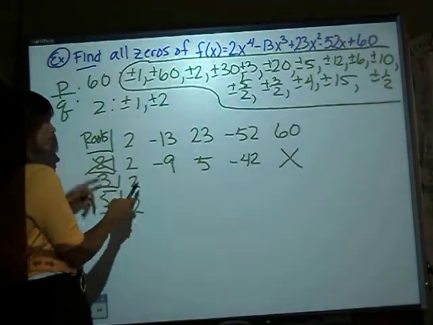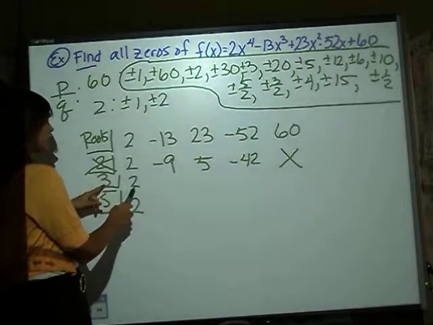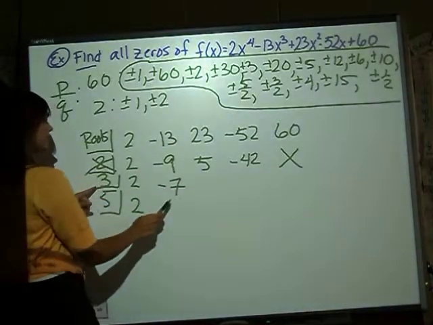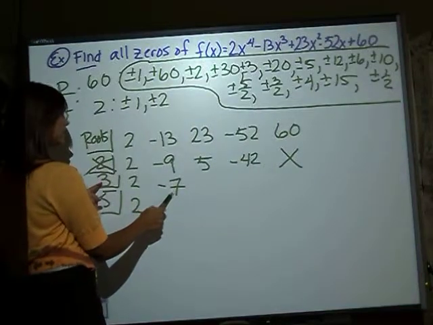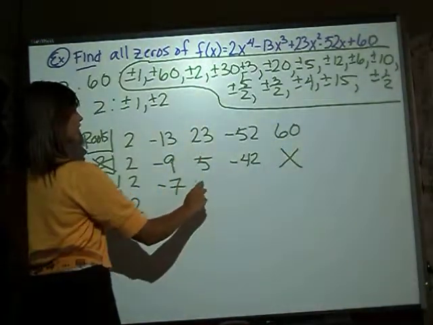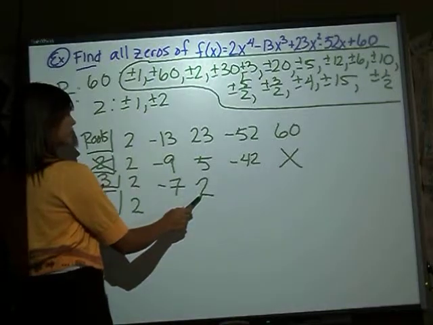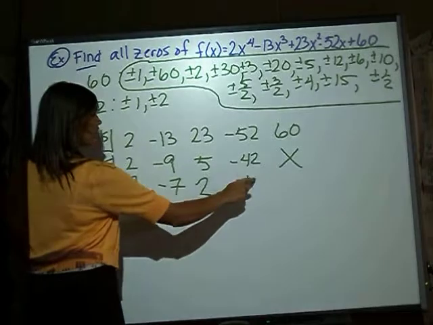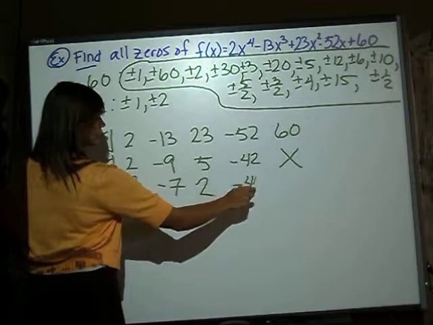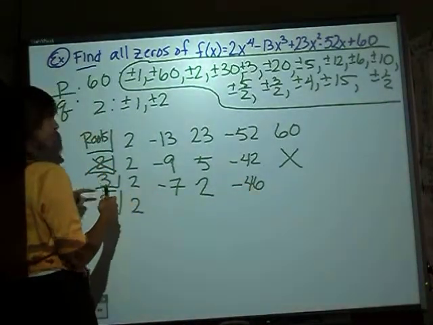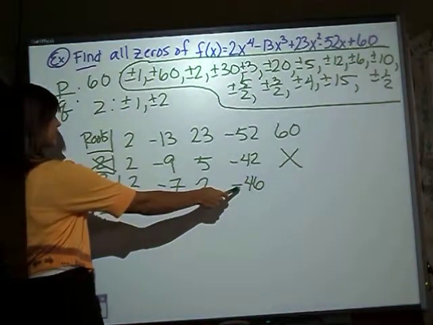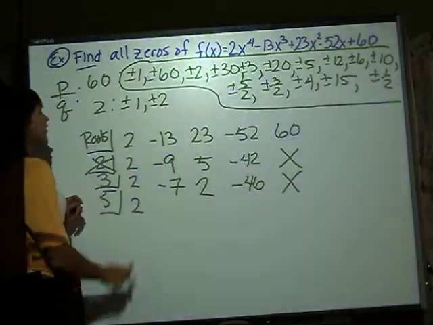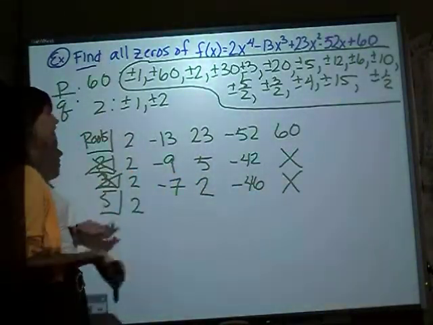So let's try 3. 2 times 3 is 6. 6 plus negative 13 is negative 7. Negative 7 times 3 is negative 21. Plus 23 is 2. 2 times 3 is 6. 6 plus negative 52 is negative 46. Negative 46 times 3 is going to be very large. When you add that to 60, it's not going to be 0. So 3 doesn't work. So now let's try 5.